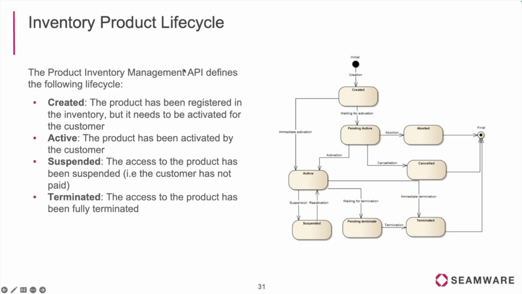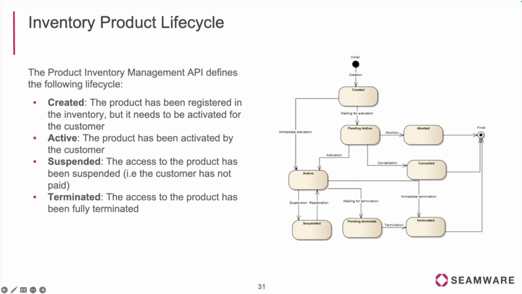The product inventory management API is the one that is used in order to handle the product instances. And it has this particular lifecycle status. When you create something in the product inventory, it's created in created state, meaning that, okay, we are procuring the stuff, but the particular customer does not have access yet to the services and the resources that make up this product.